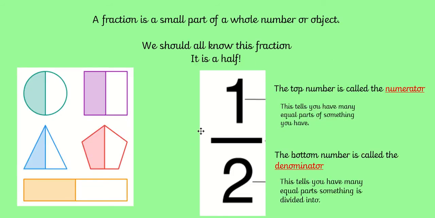Okay, we should all know this fraction here. It's a half. You should have seen this written down like this before. Let's just recap on the words we use then. So the top number is called the numerator. This tells you how many of the equal parts of something you have. The bottom number is called the denominator, and this tells you how many equal parts something is divided into. So you have 1/2.